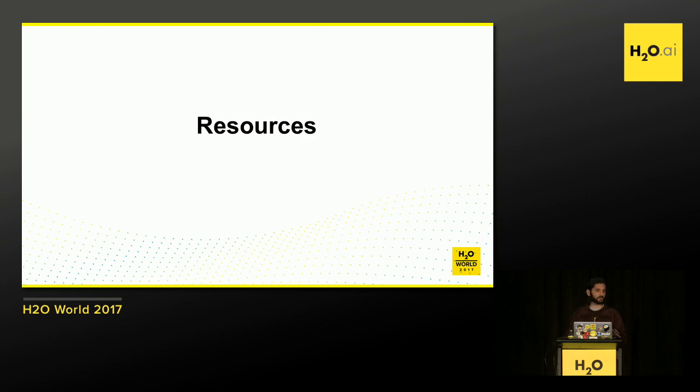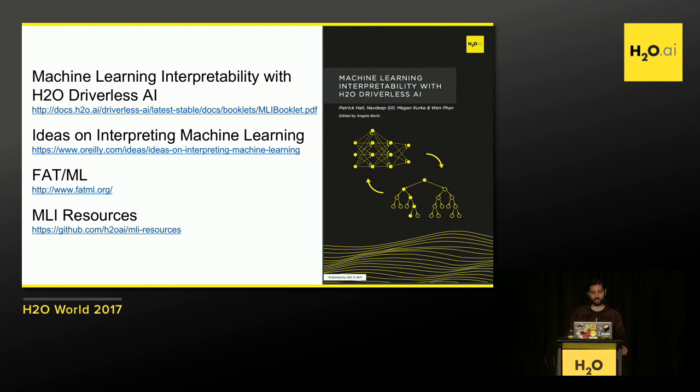The next thing I'm going to talk about is some of the resources that are available to you today that you can use to get up and running with MLI. We have the booklet that you have probably seen around the conference. There's also a PDF version of that available. There was an article posted, I think either last year or earlier this year, from Patrick Hall, Wen Fan, and our CEO, Sri. It's about ideas on interpreting machine learning. It's a pretty good article. It was published through O'Reilly, so you should definitely check that out if you want more details on the methods that are used in MLI. There's also this conference called FATML. It's basically about fairness, accountability and transparency.